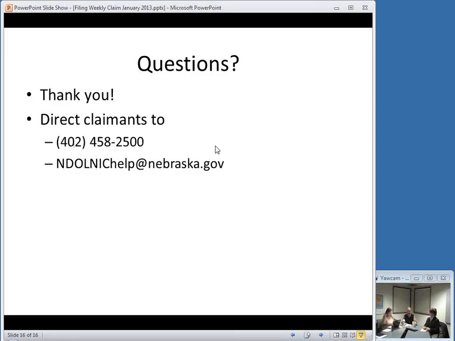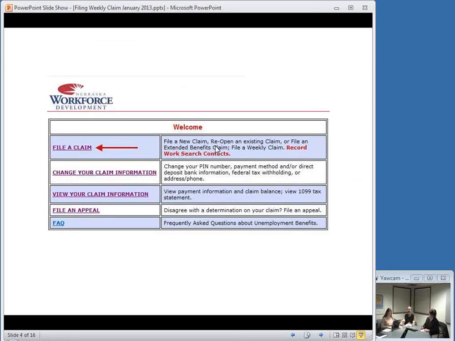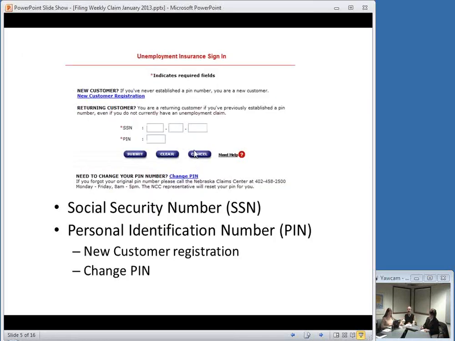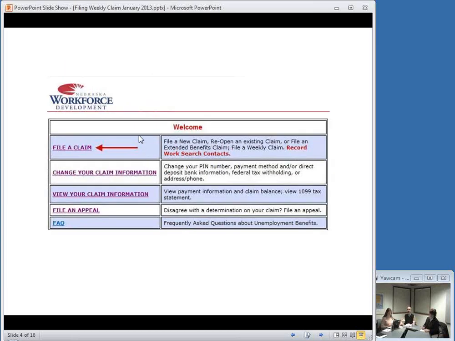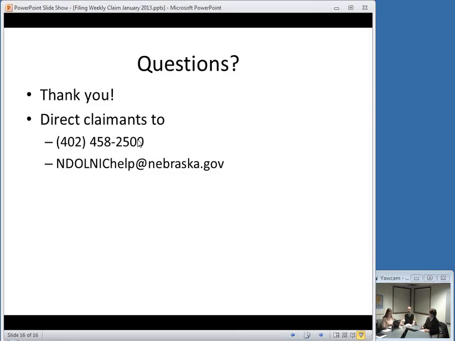We do have one question that just came in. Beth Goble, who was just here with us at the Library Commission, asks how do people get a PIN number? They establish their own PIN number. I can roll it back to that first page. They can establish a PIN number right here. So they make it up themselves when they do their new customer registration. And then we do have another question from Julie Bino at Lincoln City Libraries: does the work search log match the parameters of the weekly schedule of the claim?